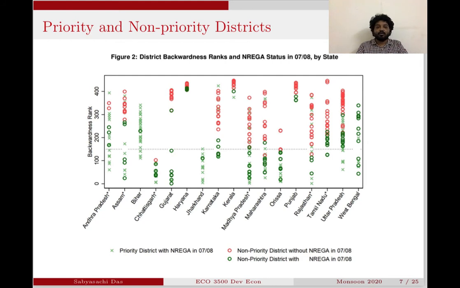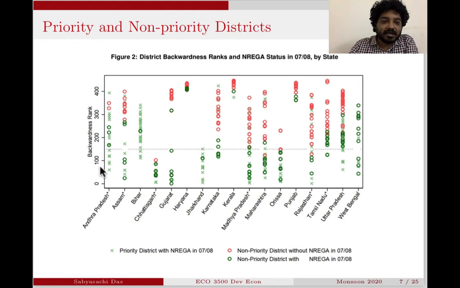So for each state, each of the districts is a marker. The green cross ones are the priority districts, which are already selected by 2007-8. The green circle ones are the non-priority districts, which get selected in 2007-8 as part of phase 2. The red circle ones are the non-priority districts that do not get selected in phase 2 in 2007-8. They get selected in phase 3. Okay.